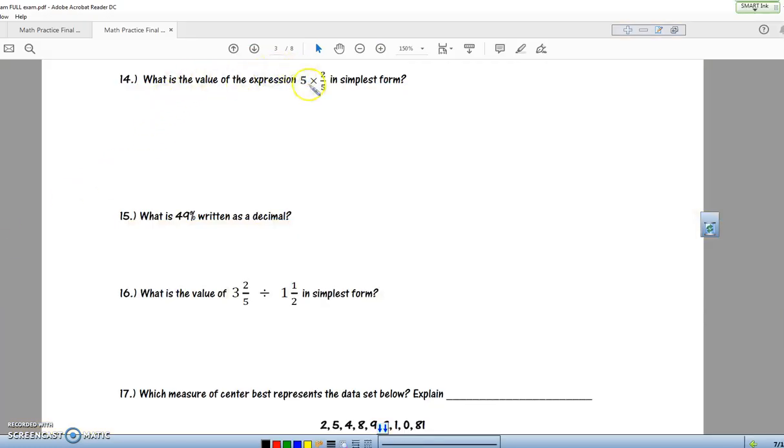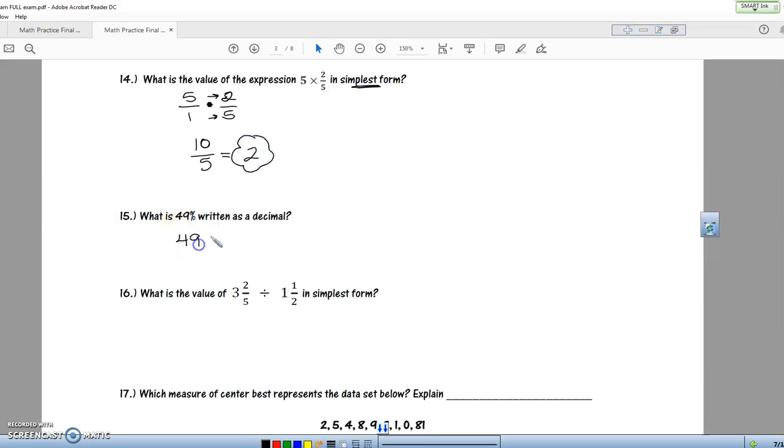Okay, number 14, we are multiplying. So there's no keep, change, flip. We need to put 5 over 1, 2 over 5, multiply straight across. 5 times 2 is 10. 1 times 5 is 5. You need to simplify. So 10 over 5 is 2.